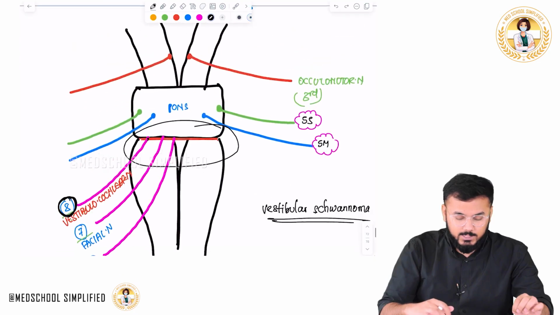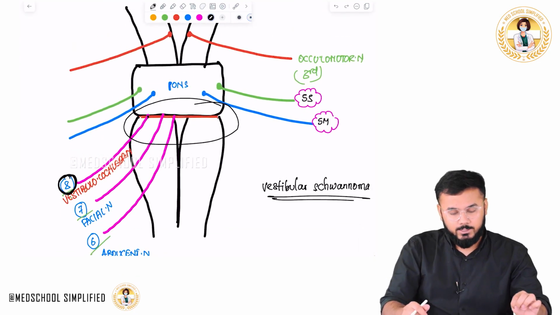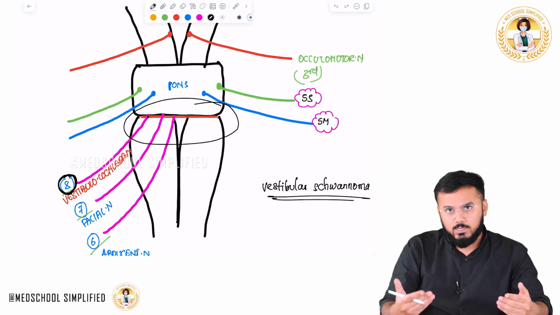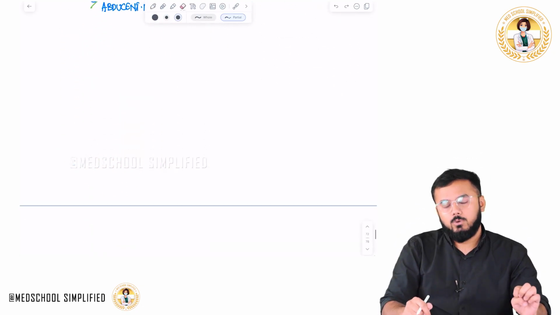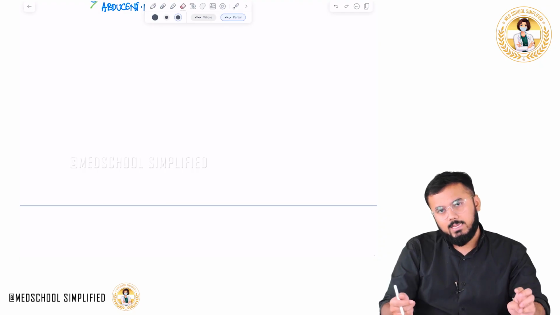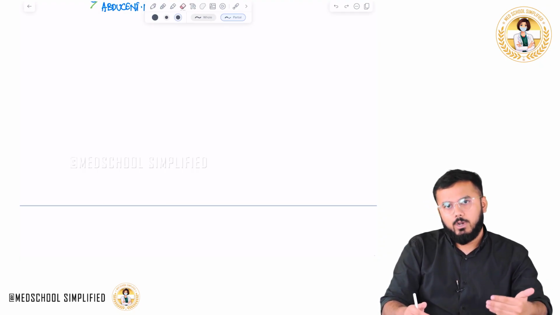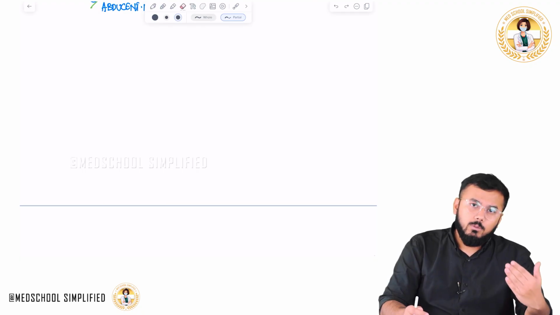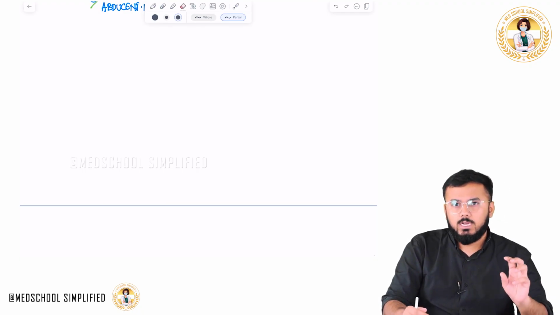Now, if you can see here, this is called the pontomedullary junction. Behind this, you have got the cerebellum. From the lateral aspect, you can look at the cerebellum. Between the cerebellum and the pons, we have got an angle, and that angle is called the cerebellopontine angle. We shall look at what the borders of the cerebellopontine angle are and what its contents are.